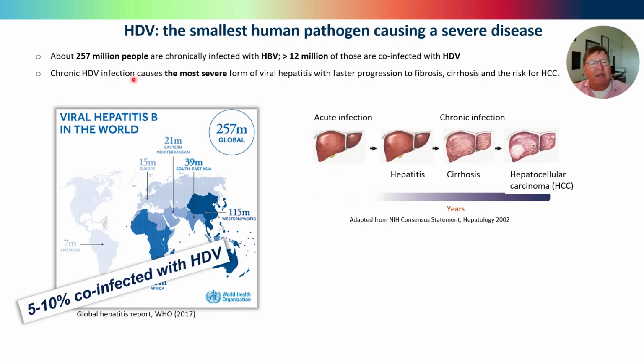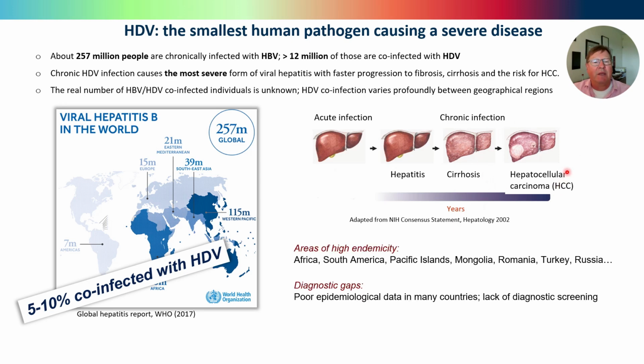And this chronic delta co-infection causes the most severe form of viral hepatitis with a faster progression of a chronic infection to cirrhosis and at the end hepatocellular carcinoma. We don't know the real numbers of the co-infected patients due to the lack of epidemiological data in many countries. We know Mongolia, Africa, South America have quite a high incidence of hepatitis delta virus, but we need better data to do that.